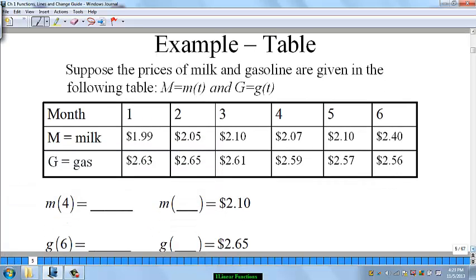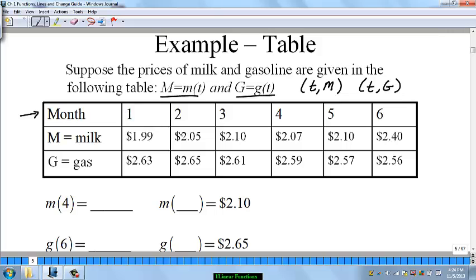Okay, now let's look at a table. Now I have M equals M of t and G equals G of t. So they're kind of telling you I've got two sets of points. I've got the sets of points t, m and the sets of points t, g. So they basically are using this column twice because I've got some sets of points going here.